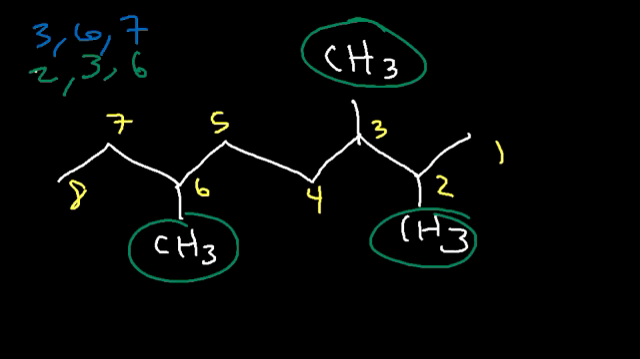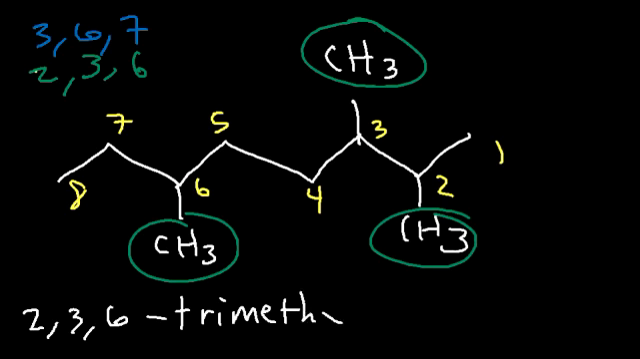So we can go ahead and name it. There's 3 methyls. We have a methyl on carbon 2, 3, and 6. So it's 2,3,6-trimethyloctane.